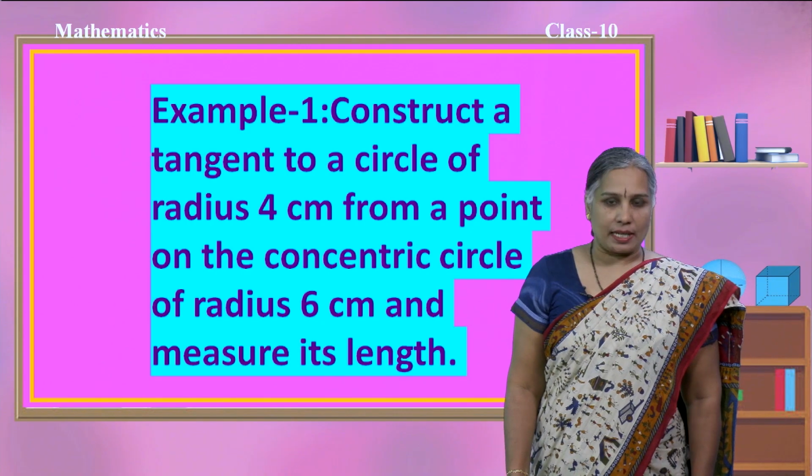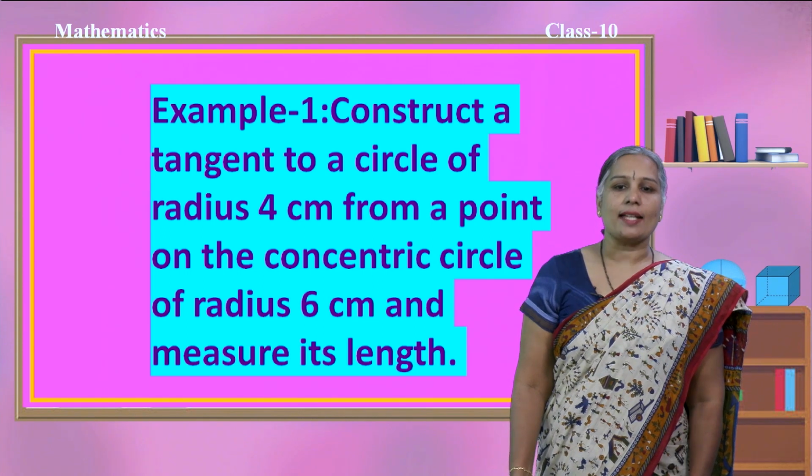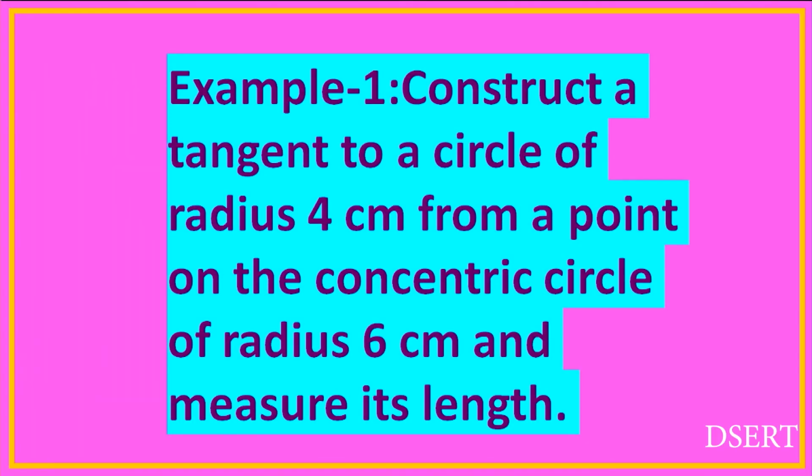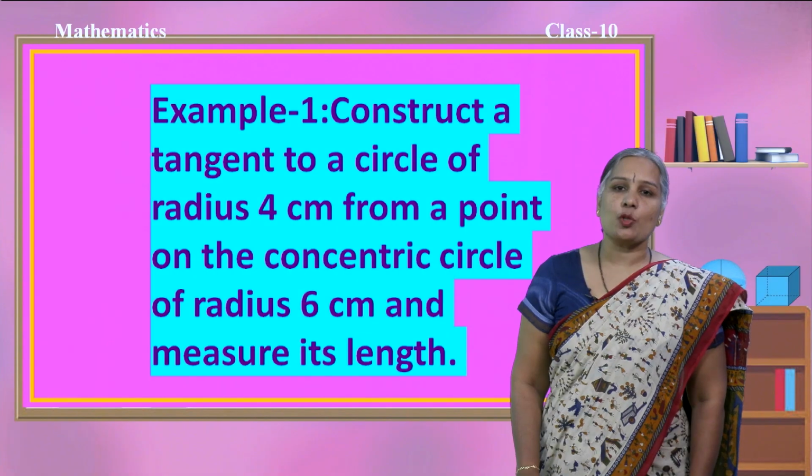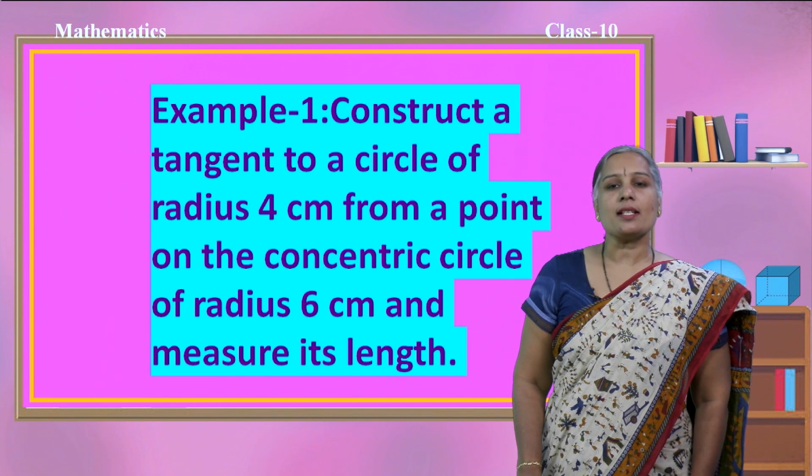Let us start with the first example. Construct a tangent to a circle of radius 4 cm from a point on the concentric circle of radius 6 cm and measure its length. It means, students, you have to construct concentric circles. First we have to understand the meaning of concentric circles. Concentric circles are the circles having the same center but different radii. Here that concept is used to make constructions. Remaining things are as usual, we did in the previous class. Let us see it once again.